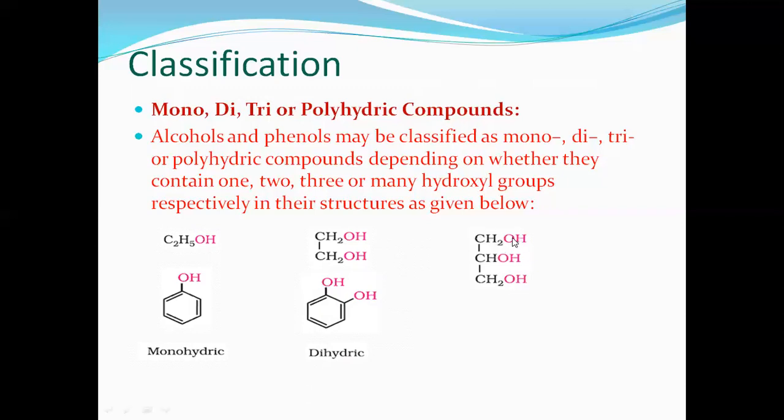Another example, glycerol. You can see there are three OH groups attached here, or the compound contains three OH groups. Similarly, here also the compound contains three OH groups. That's why the compound which contains three OH groups is called trihydric. This is the classification based on the number of OH groups in the compound.